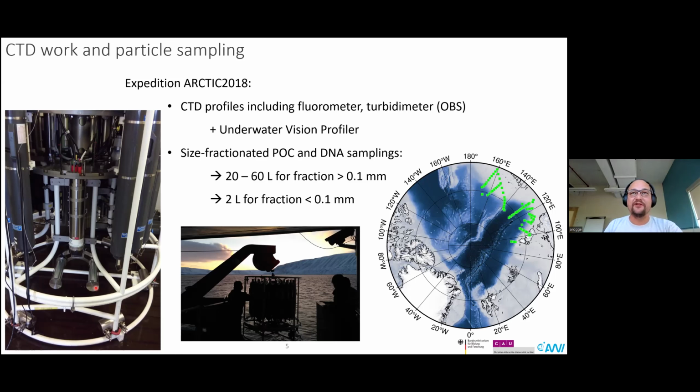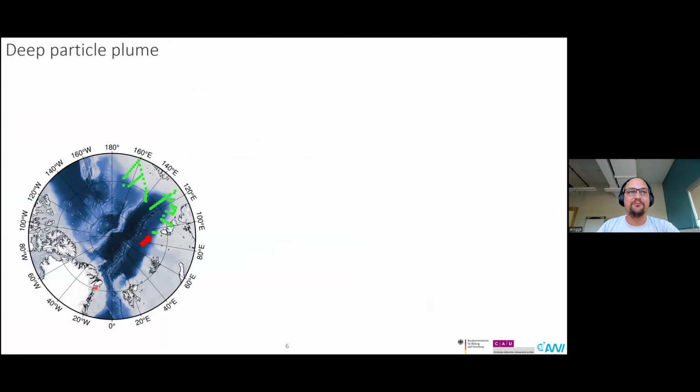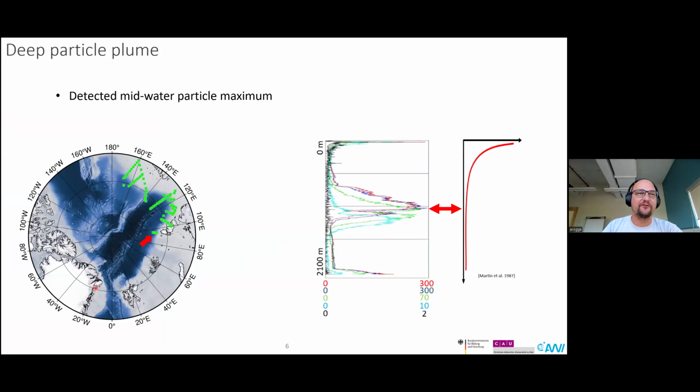And additionally, we took size fractionated samples for POC and DNA, so larger volume above 100 microns and a smaller volume for the suspended fraction below 100 microns. And when I processed the raw data on the ship, I saw already that there is actually not really this exponential decline. So there was a mid-water plume of particles. So this is the UVP raw data for certain particle size classes. And this is what I kind of expected in the Arctic Ocean: production in the surface, and then an exponential decline towards depth. But that was obviously not the case.